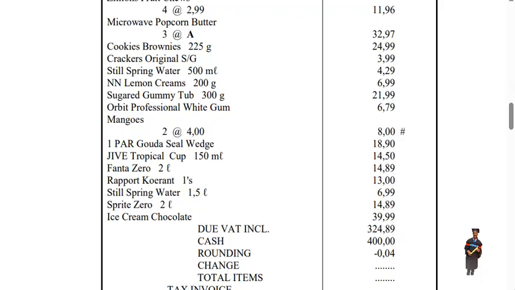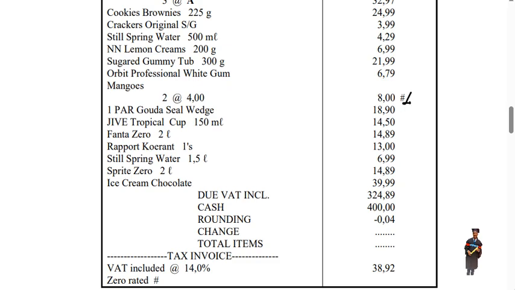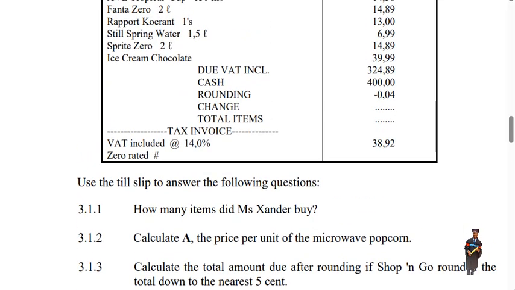Okay, on this till slip we can see that we do not pay VAT for mangoes. We see here at the price of mangoes we have a hash. Okay, as we can see we have a hash at the price of mangoes. So we do not pay VAT for mangoes, and the other items we pay VAT. So the items that we do not pay VAT for are usually the fruits and vegetables, those items that are basic needs. All right. And then we have the due VAT inclusive.